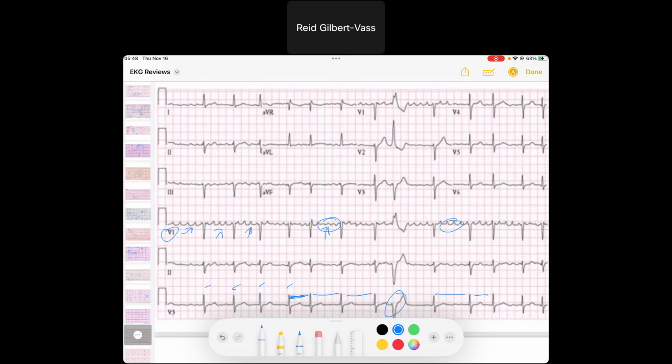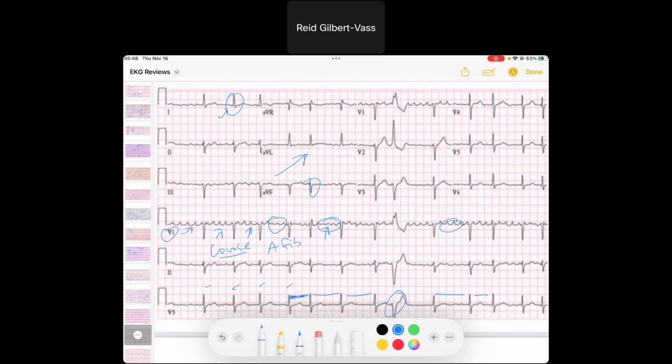And it's an irregular rhythm. I don't see any good P waves. So this is AFib, and this is actually what I would call a coarse AFib, because it's almost a fluttery type. So this is coarse AFib. We've got narrow QRSs that are up in 1 and down in AVF. So we know that this is left axis deviation, up and to the left. So our QRS is left axis deviation.